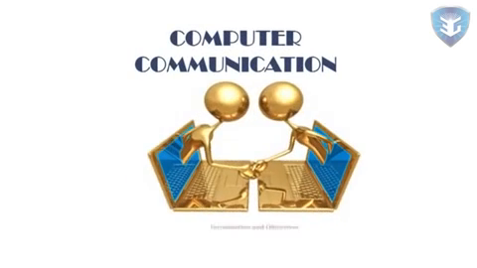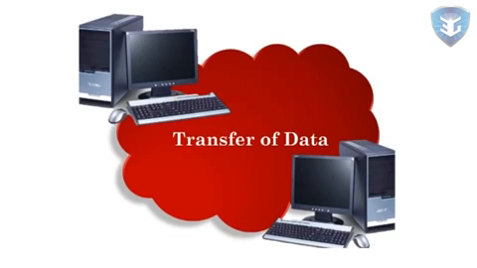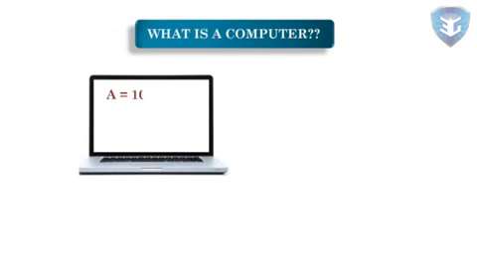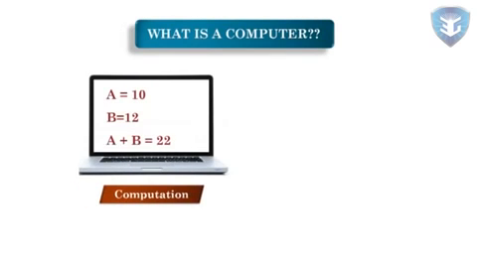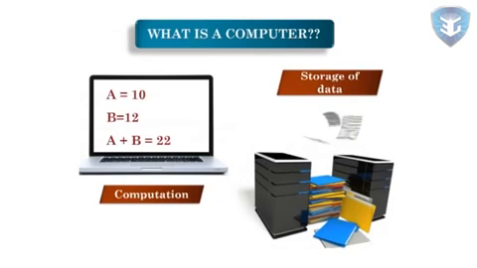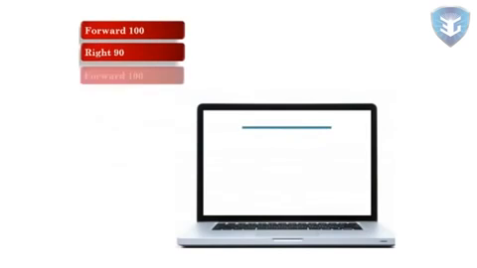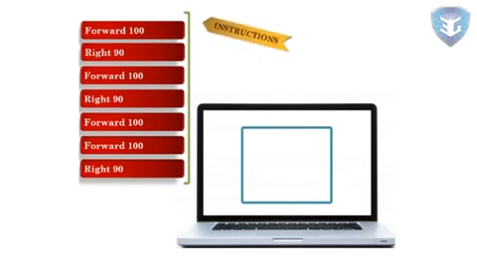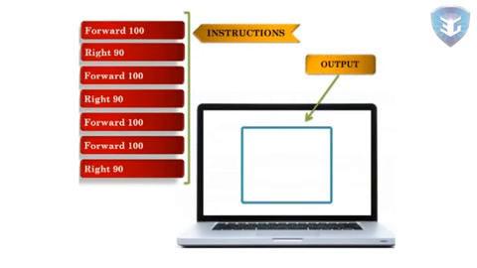Computer communication. Before we begin with the data communication between computers, let us first see what a computer is. A computer is a programmable machine that is used to perform various computations. It is also used to store data. The computer has a characteristic of responding to a specific set of instructions in a well-defined manner, and it can execute a pre-recorded list of instructions called a program.